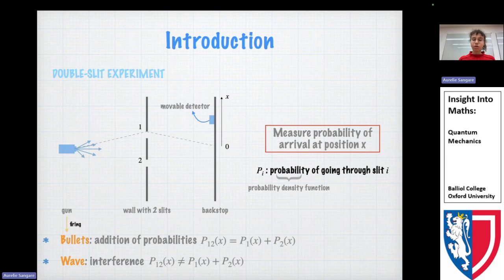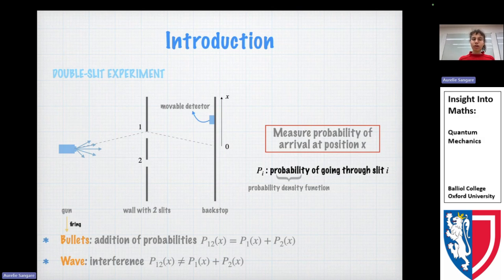If you know the forces that are applied on that object, you can know very precisely where your object will be at some other time. You can determine its position precisely. Here, because your gun fires many objects at the same time, you can only consider measuring the probability that your objects arrive at a given position x.